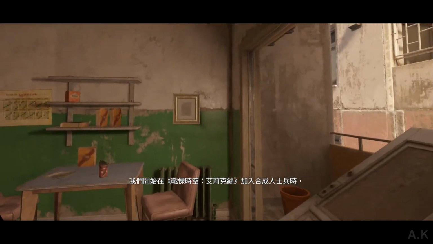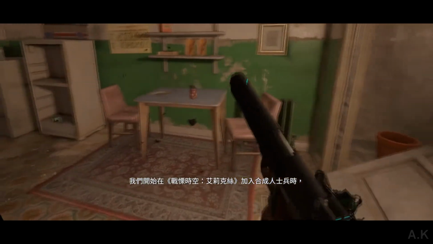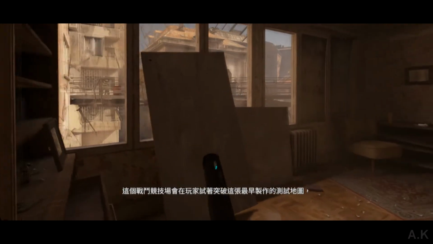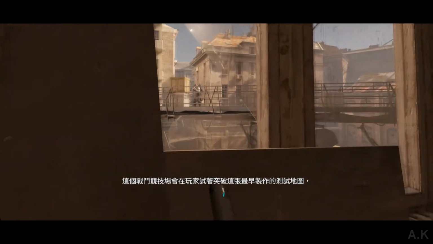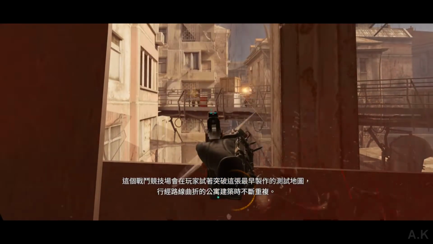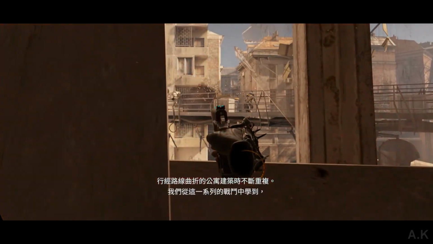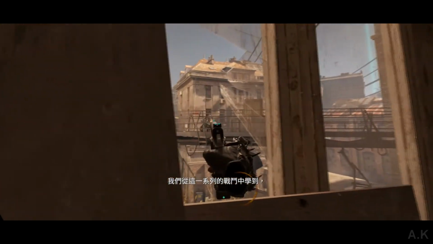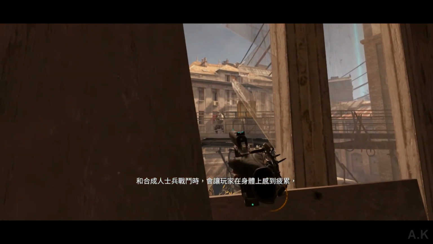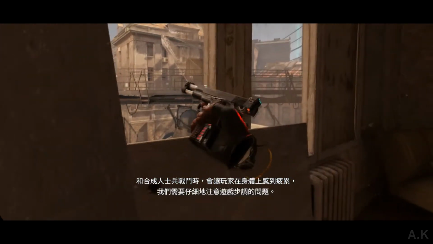This combat arena that loops back over itself as the player winds through the tenement buildings was one of the earliest test maps built when we began adding Combine soldiers to Half-Life Alyx. One of the lessons we learned from this series of combat encounters was that fighting Combine soldiers was physically taxing on players as we needed to pay careful attention to pacing.